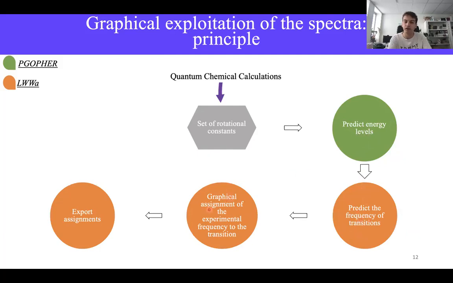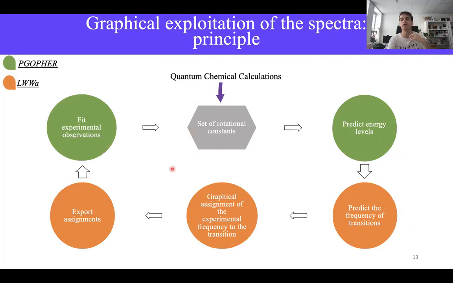We make the graphical assignment of the experimental frequencies that we can see on the spectra to the transitions, and we export the assignments. So we export the quantum numbers and the frequency. And then, with the fitting software, we fit these experimental observations to get a new set of rotational constants. And then we iterate.